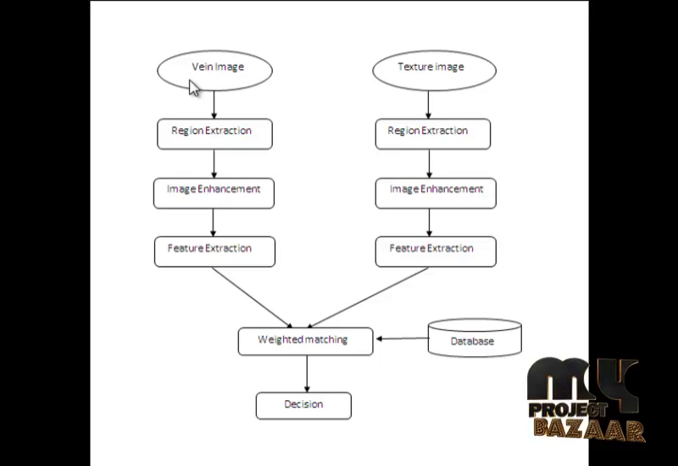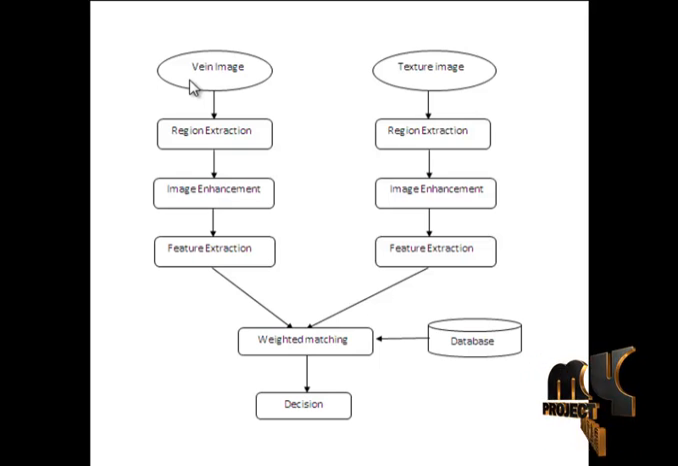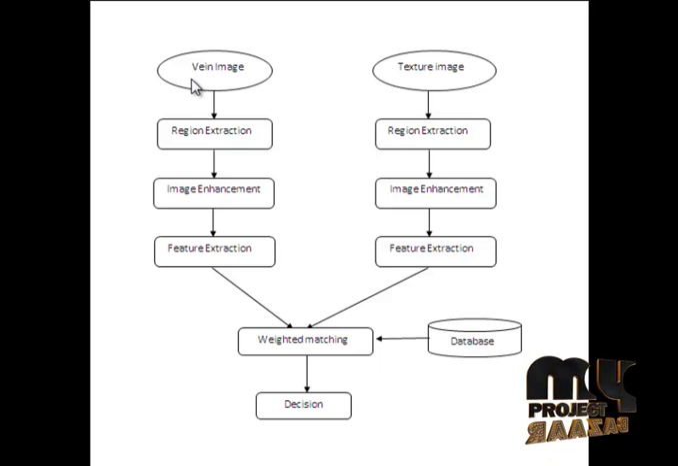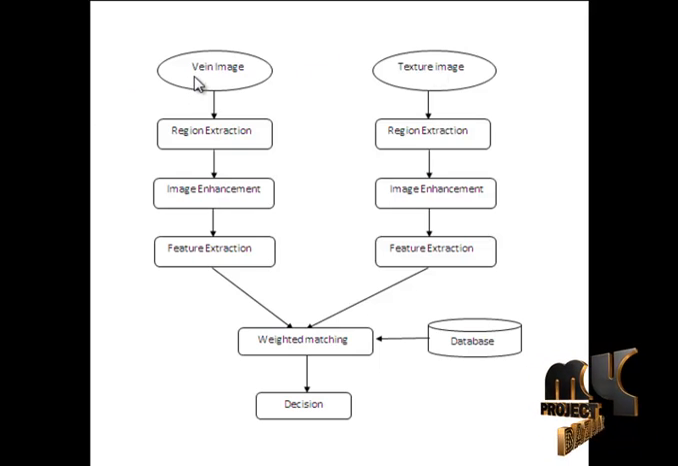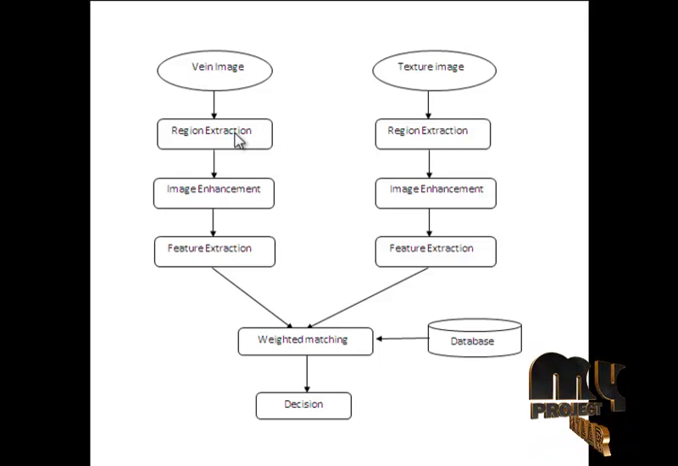Here we are testing two biometrics, that is finger vein and finger texture images. So initially we are given a finger vein image. It will pass to the region extraction. In this region extraction, we are extracting the vein from the input image, and for extracting the vein we are using adaptive threshold segmentation. It will segment the image based on the threshold value.